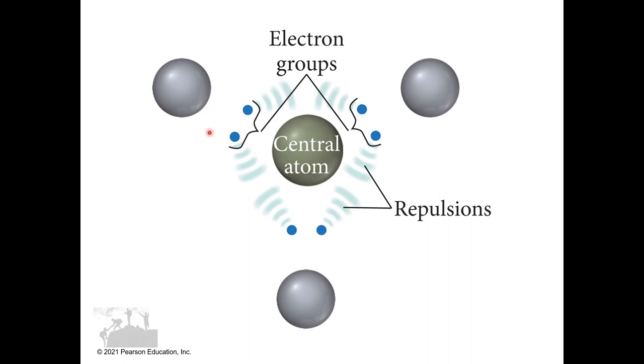Okay, so you could see how these electron groups are arranged in the molecule. They're evenly spread out. So you're never going to see two terminal atoms bunched up close together. Why? Because of the repulsions, because of the repulsive forces between the electron groups.